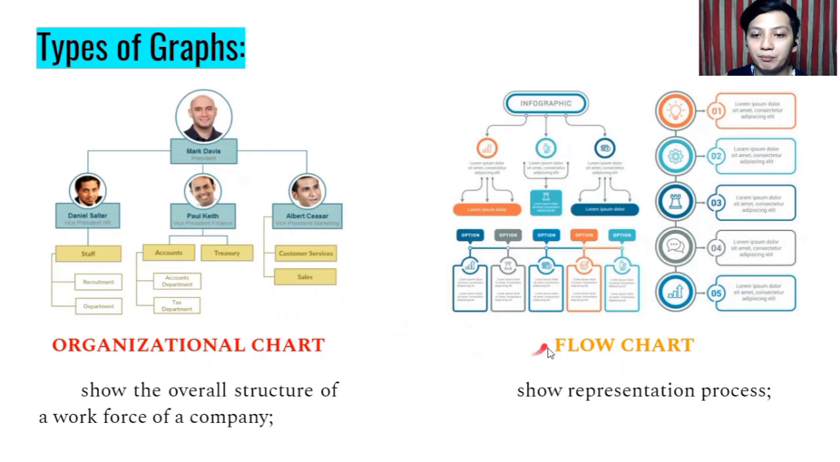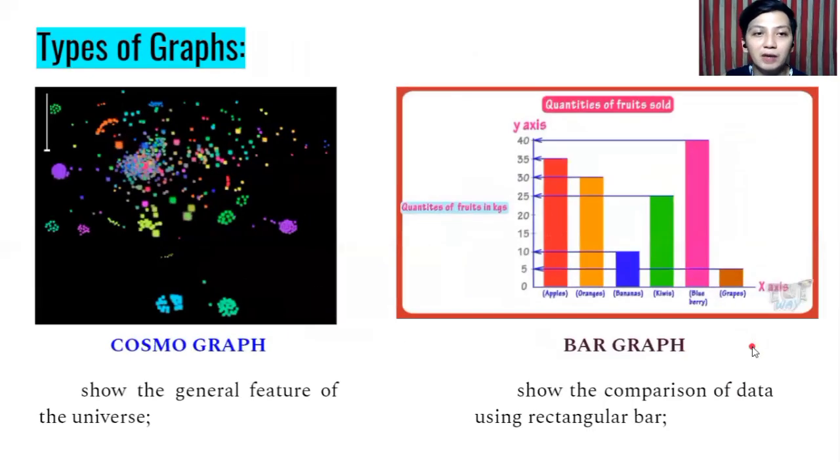Then we have flow chart. So flow chart shows presentation process. For example, step 1, step 2, step 3, step 4. The flow of different processes. Yung ginagamit flow chart. And then we also have cosmograph. Shows the general picture of the universe. So we can say that this can be used or illustrated in this picture. And then we have bar graph. So we can say that this one is common. So it shows comparison of data using the rectangular bar. So ito yung rectangular bar.